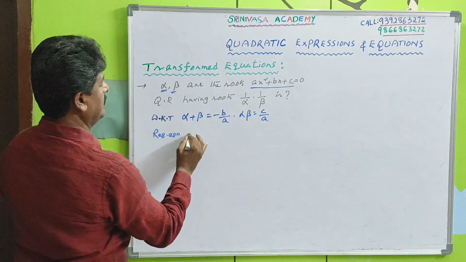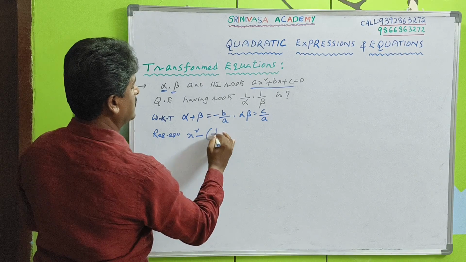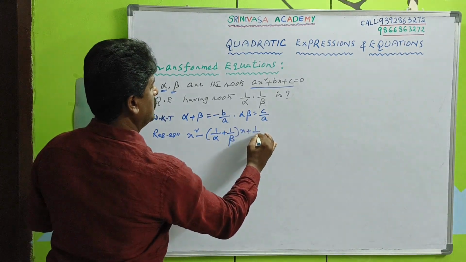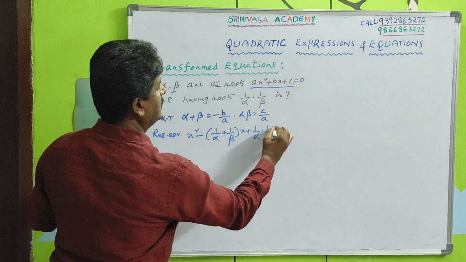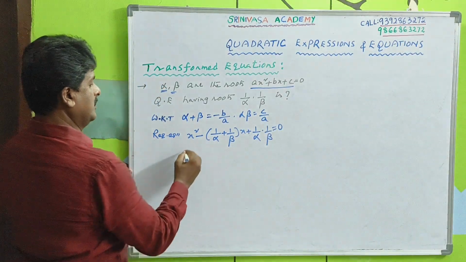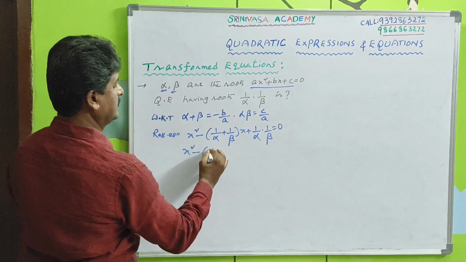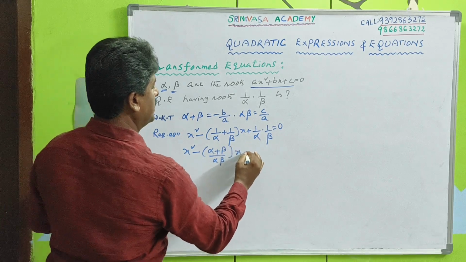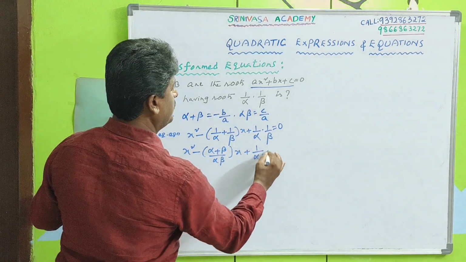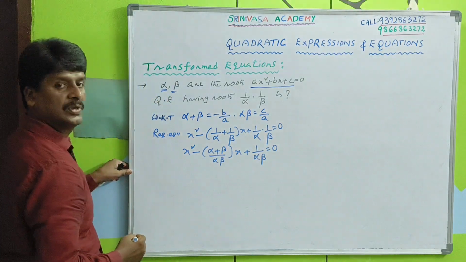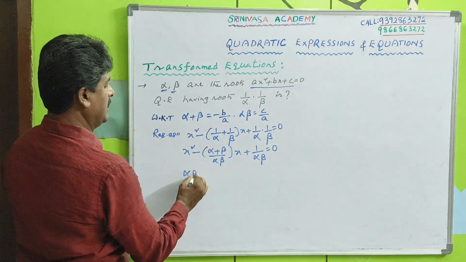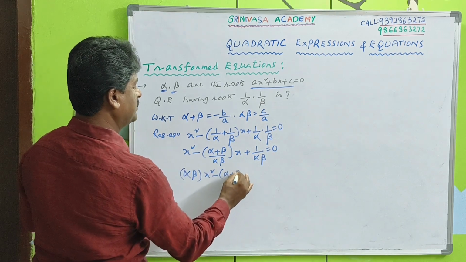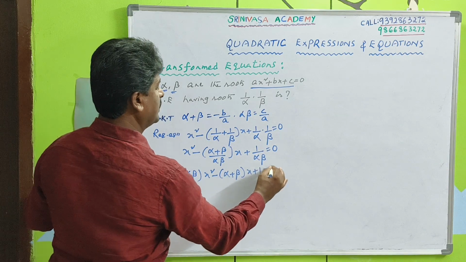Required equation: x square minus of 1 by alpha plus 1 by beta into x plus 1 by alpha into 1 by beta is equals to 0. This is x square minus of alpha plus beta by alpha beta into x plus 1 by alpha beta is equals to 0. Nothing but alpha beta times x square minus of alpha plus beta times x plus 1 is equals to 0.